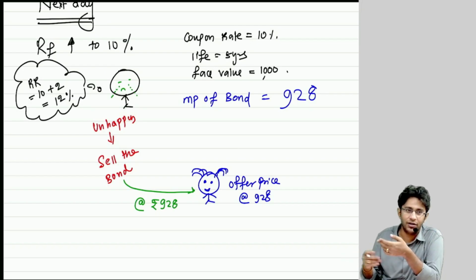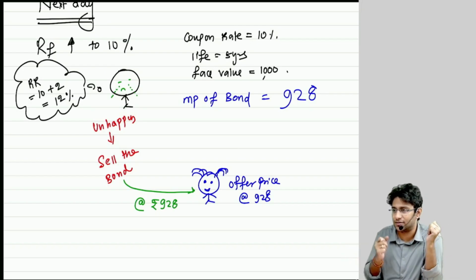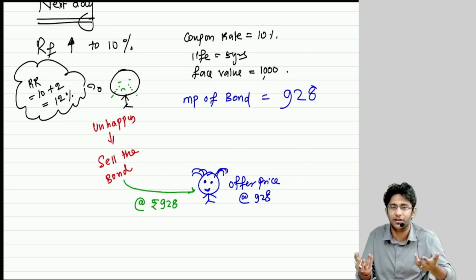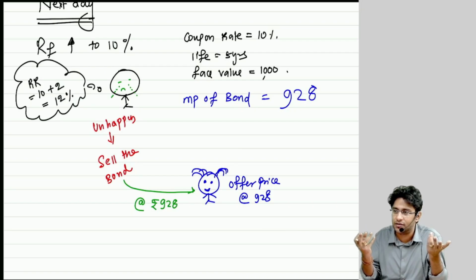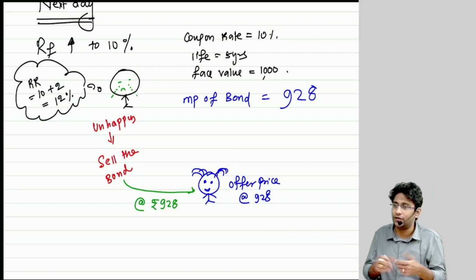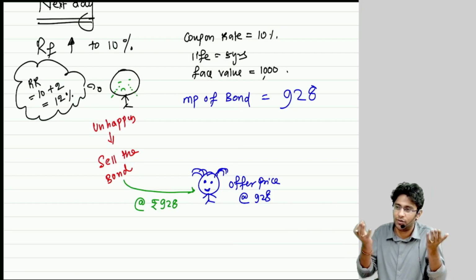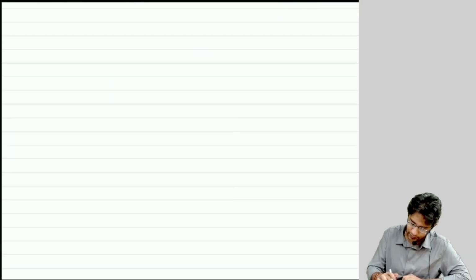After she bought, RR can further increase because the risk-free rate may increase. Her Reliance company becomes riskier, your risk premium may change. For some reason, RR can increase. Of course, it may decrease also. If it decreases, what will happen? Bond price will rise. Let's take that story also.